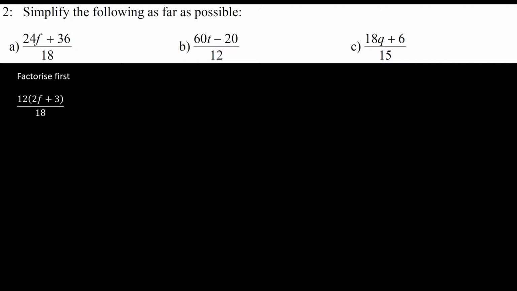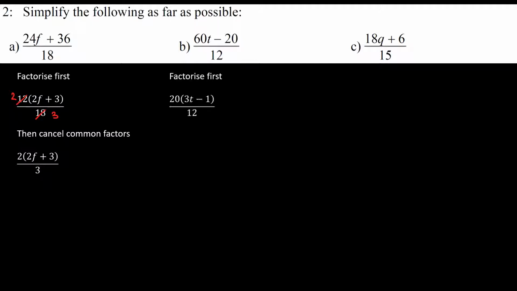And we have 18. So now we have a 12 and an 18 to look at what our highest factor will be. And that's going to be a 6. So there are 2 6s in 12 and 3 6s in 18. So that is our simplified answer.